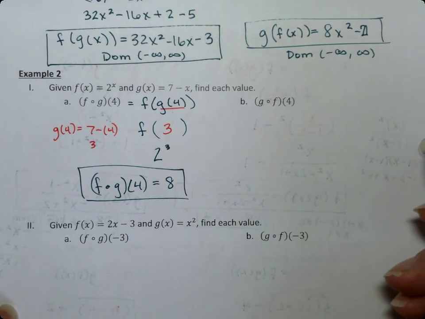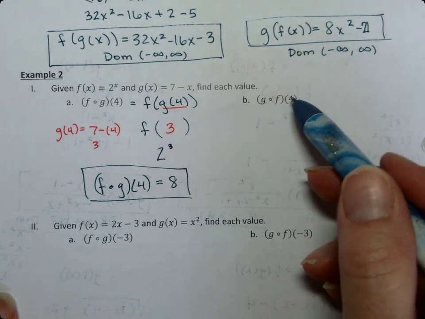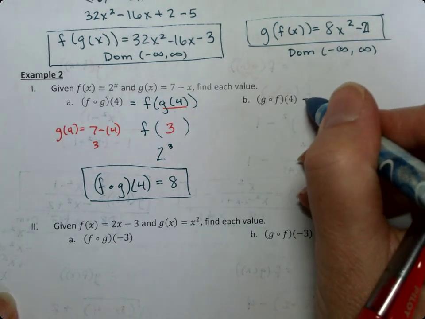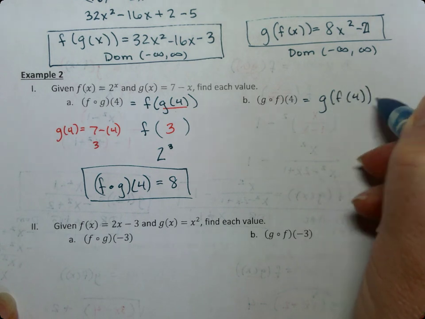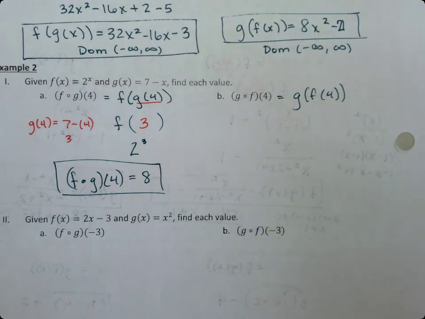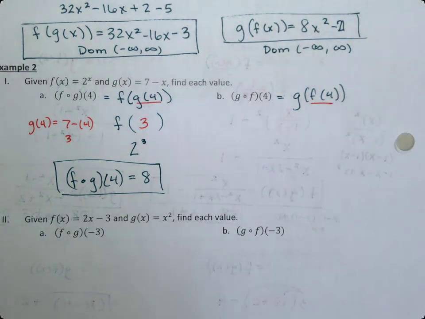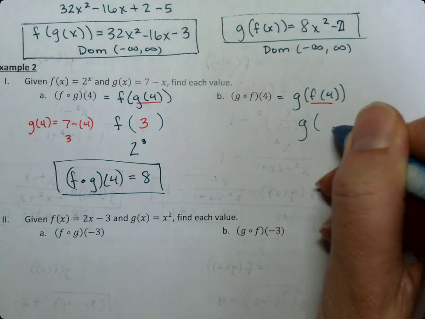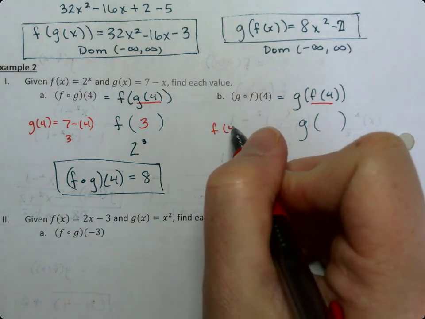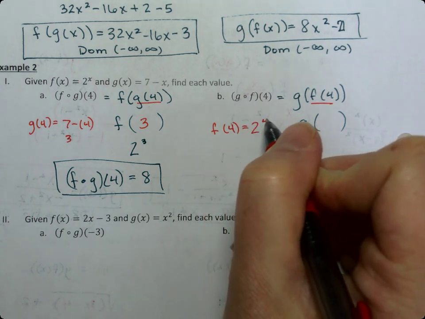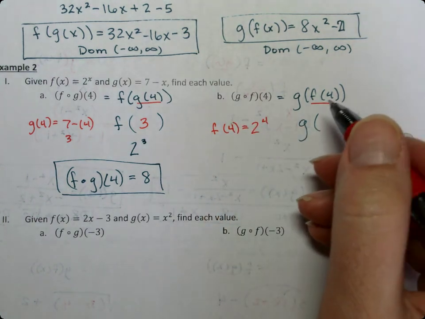Okay, now let's see what happens when we do the same functions with the same value, but we reverse the order. This is going to be g of f of 4. So if you can go back to elementary school when they taught you about a function machine, you put something in, you get something out, and then we're putting that back in. So we need to find f of 4. So we will take g of that. Now, f of 4 is 2 to the 4th. Well, what's 2 to the 4th?